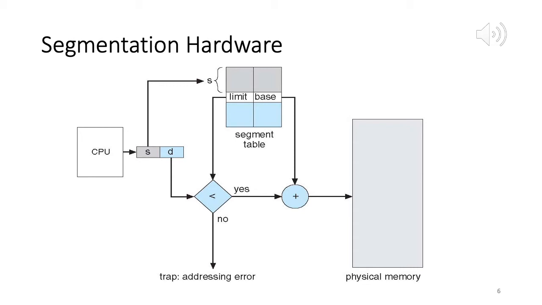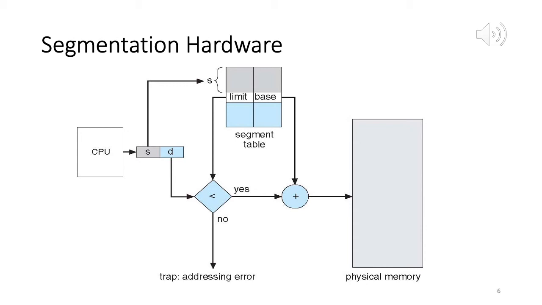One thing we have to do is check whether the value of D is legal, because the memory system may only give a certain size for your segment, although segments can shrink and reduce. So one check you have to perform is that D has to be less than the limit, because the segment limit specifies the length of the segment.